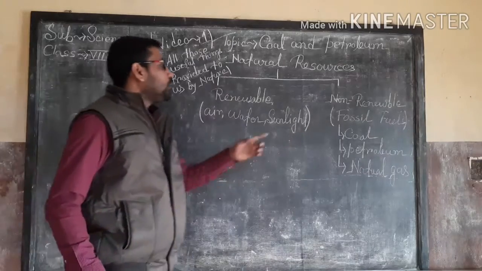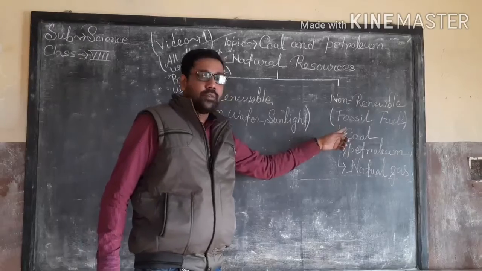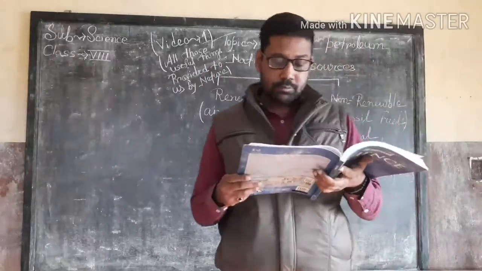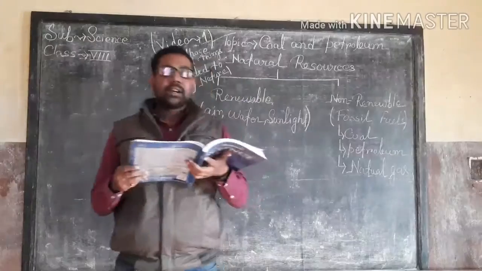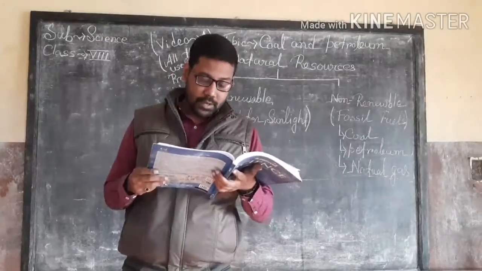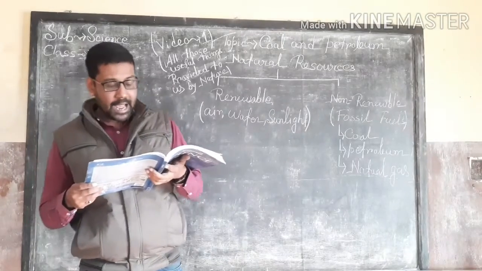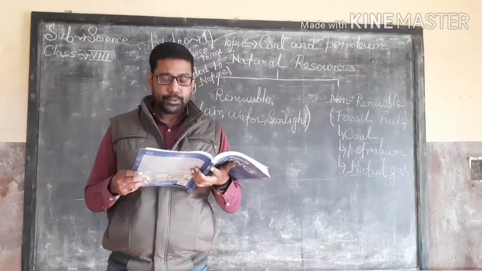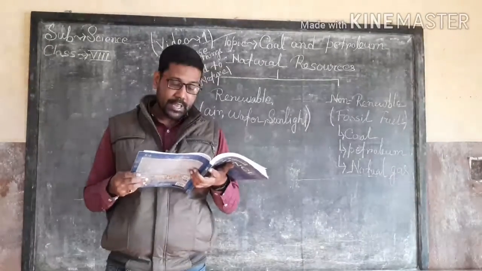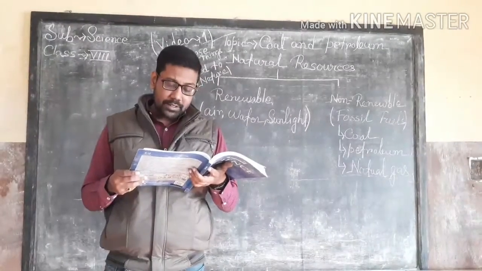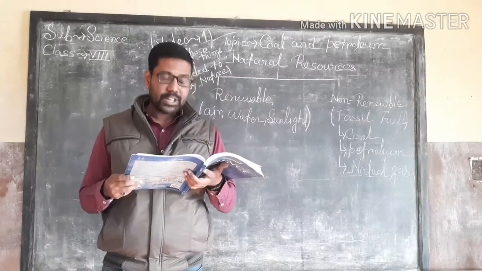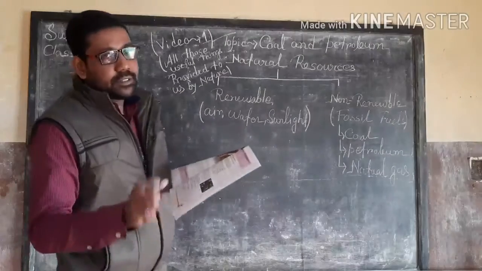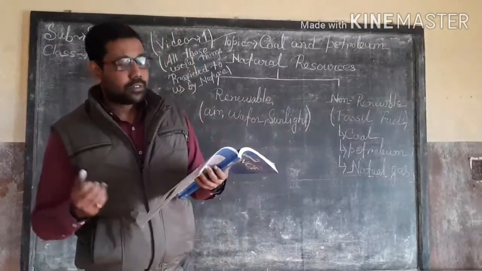So, at first we will discuss coal. Coal is a black, hard, combustible substance. It is a mixture of carbon, hydrogen and oxygen, with a small amount of nitrogen, sulfur and phosphorus. Coal is used as a fuel for cooking food, and it is also used in railway engines to produce steam and in thermal power stations to produce electricity.